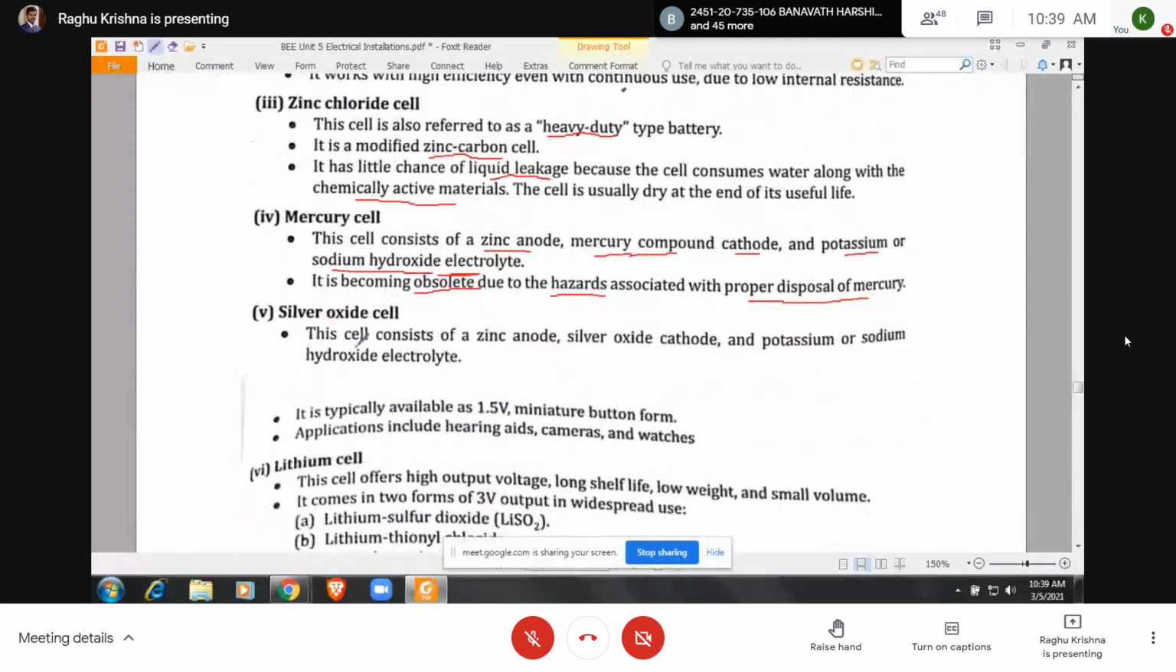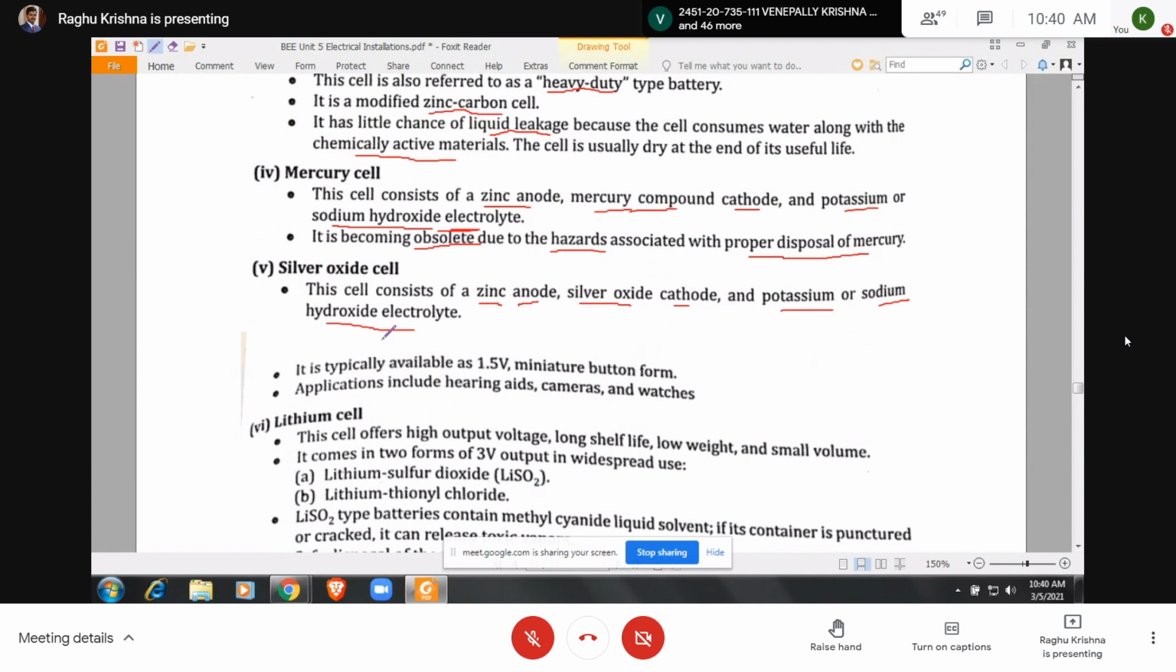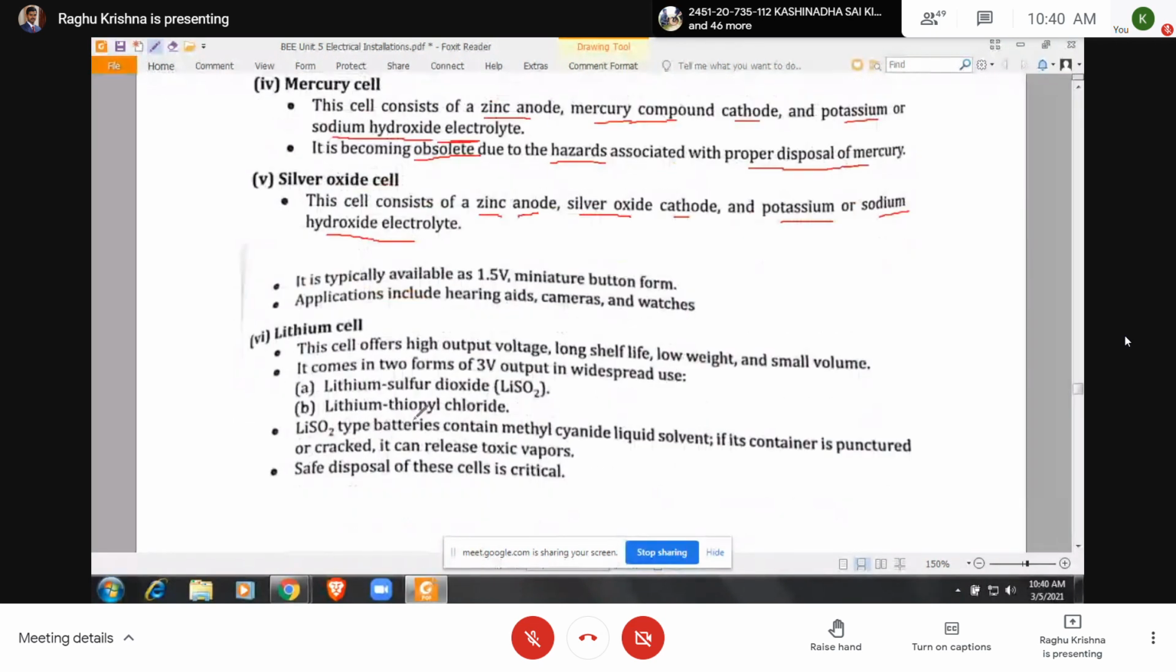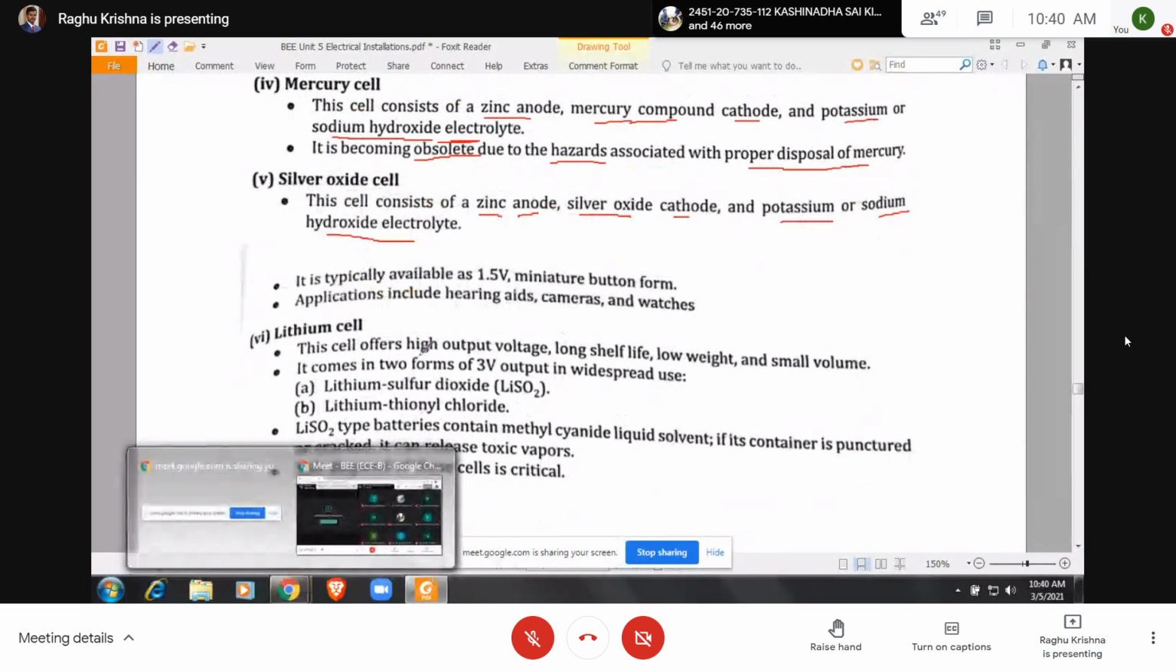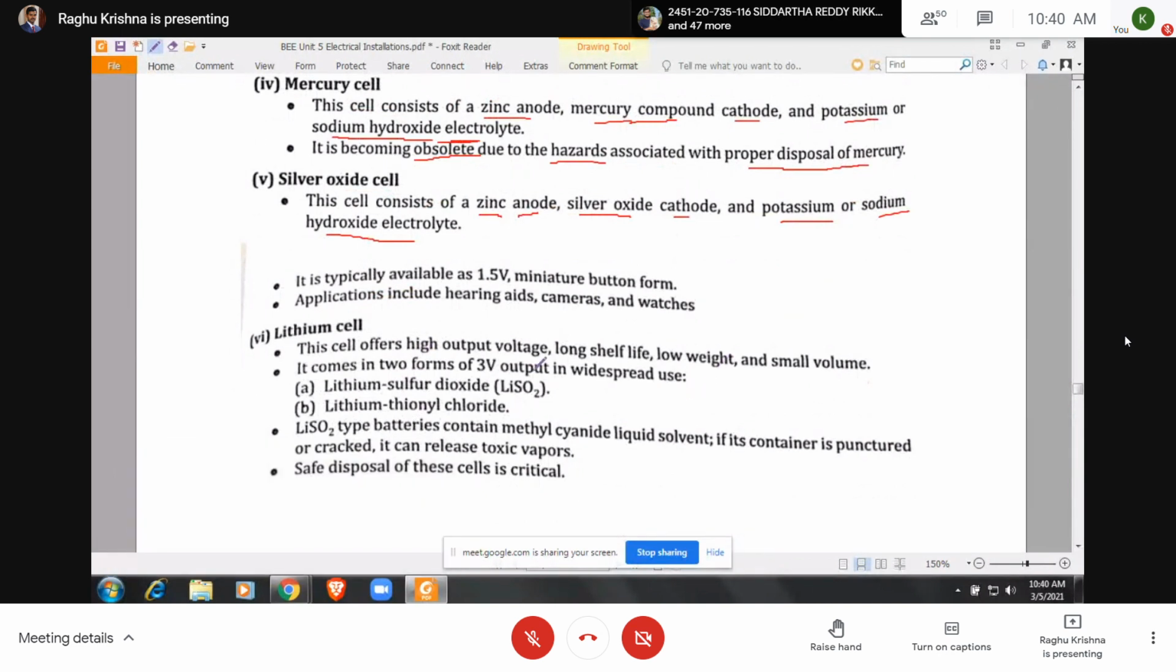Next, the silver oxide cell. If you see this cell, the anode is made up of zinc, and the cathode is made up of silver oxide, with a potassium or sodium hydroxide electrolyte. Next we have the lithium cell.